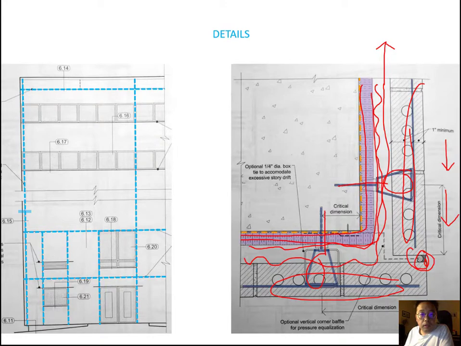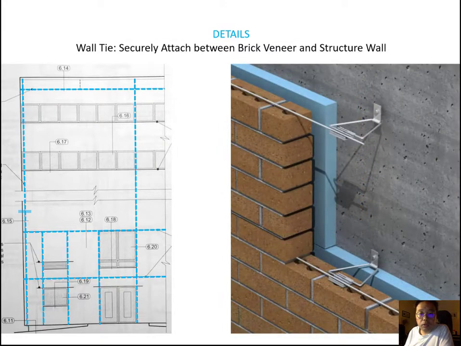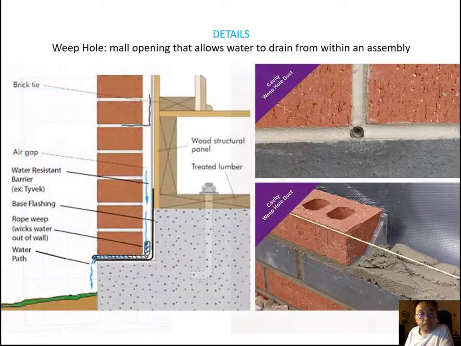We already talked about the old system, and we also talked about the wall tie system here. Okay, so now we talk about the weep hole. What is the weep hole? When you pass through your brick wall design, you can usually find these small tubes over the mortar. What is this system? The weep hole is an opening that allows the water to drain from within the assembly.